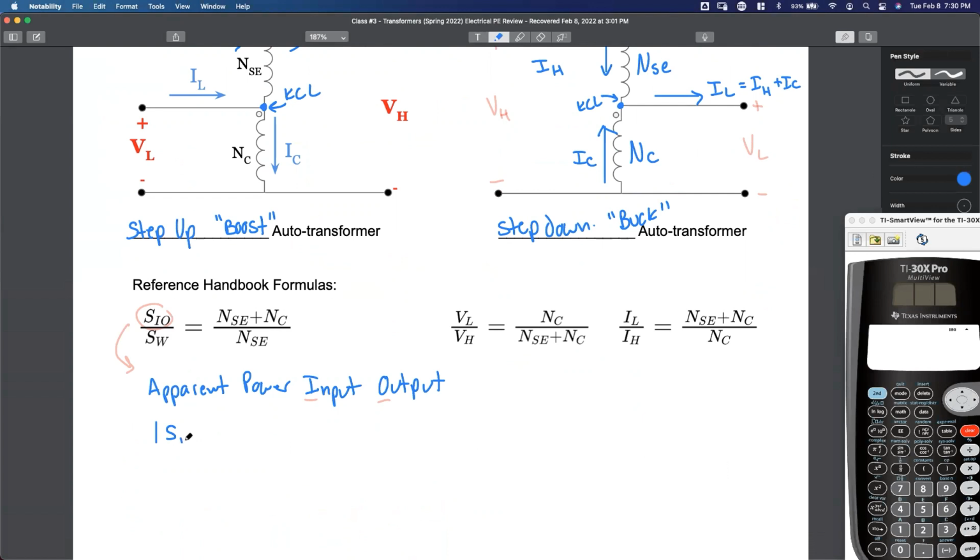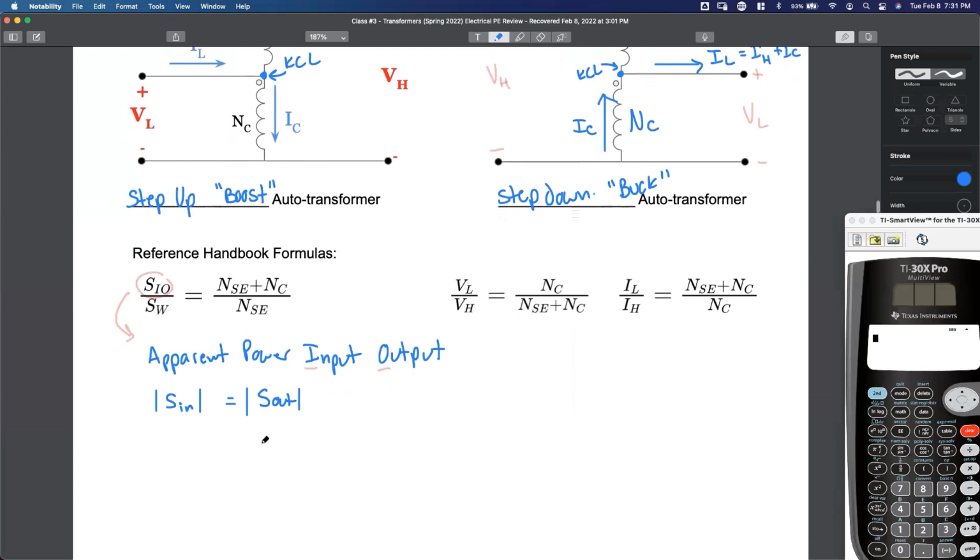Apparent power. Make sure you use your magnitude brackets, right? Not complex, just apparent power. Apparent power in equals apparent power out. In other words, solving for SIO is the same as solving for a power in or solving for a power out.